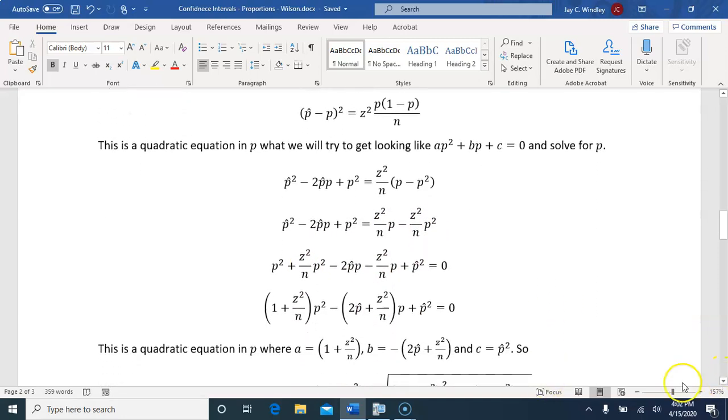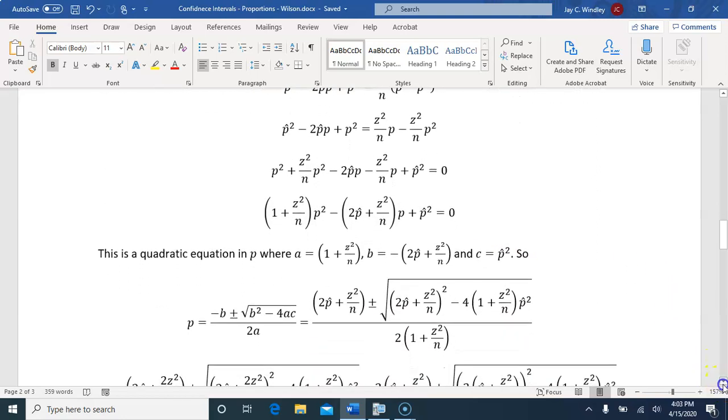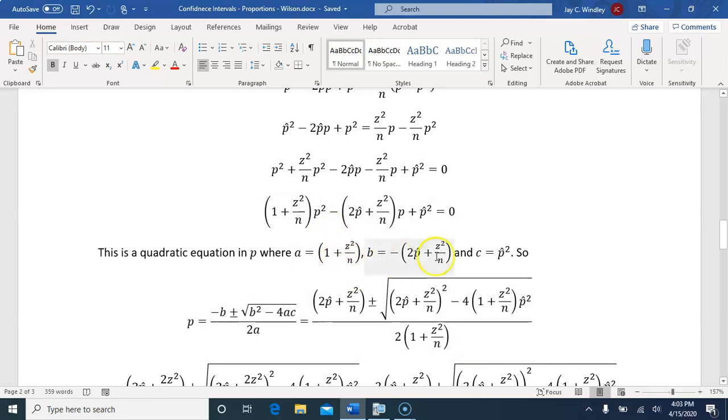And then notice we have a couple different terms with p squared in them. So we're going to combine those with a coefficient of 1 plus z squared over n. We've got a couple different terms that have p in it. So we'll combine those with a coefficient of negative quantity 2p hat plus z squared over n. And then we've got this over here, p hat squared. So this is a quadratic equation in p with this value of a and this value of b and this value of c. So we're going to plug those into the quadratic formula that we should all be familiar with, and that gives this nasty expression here.